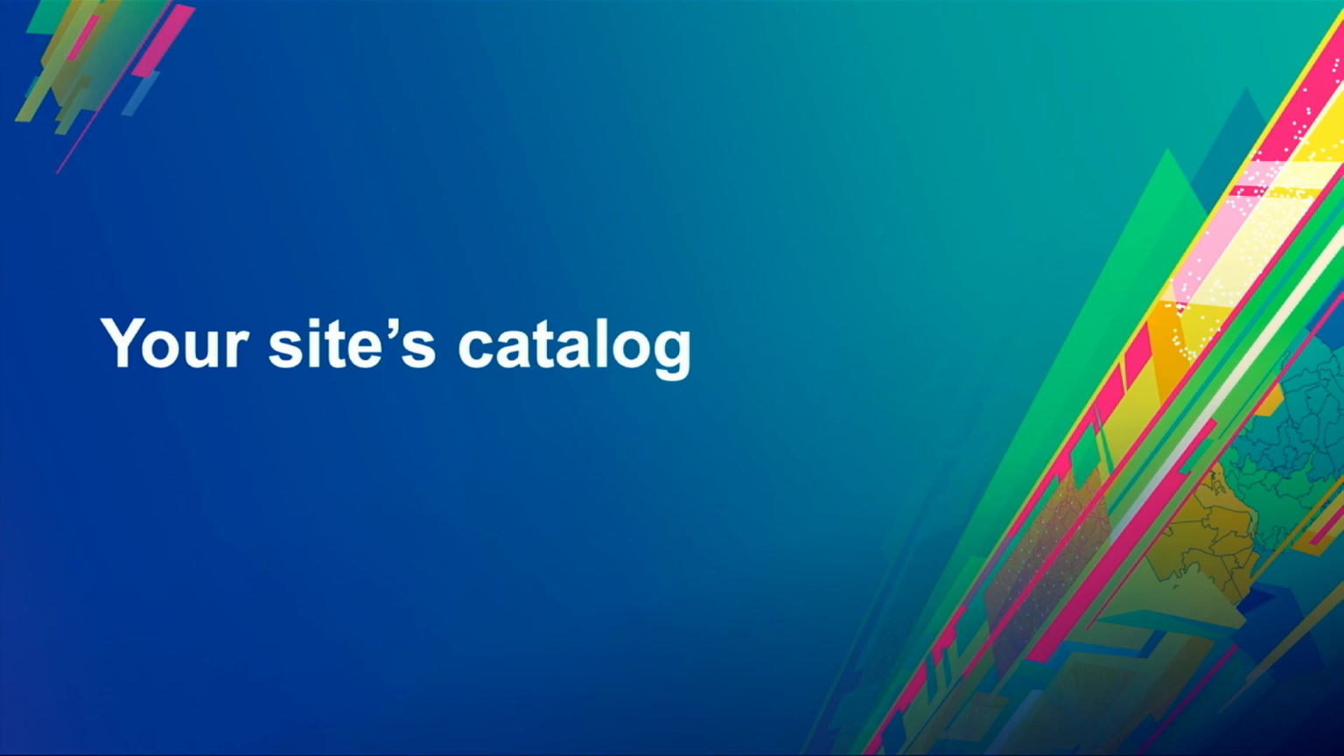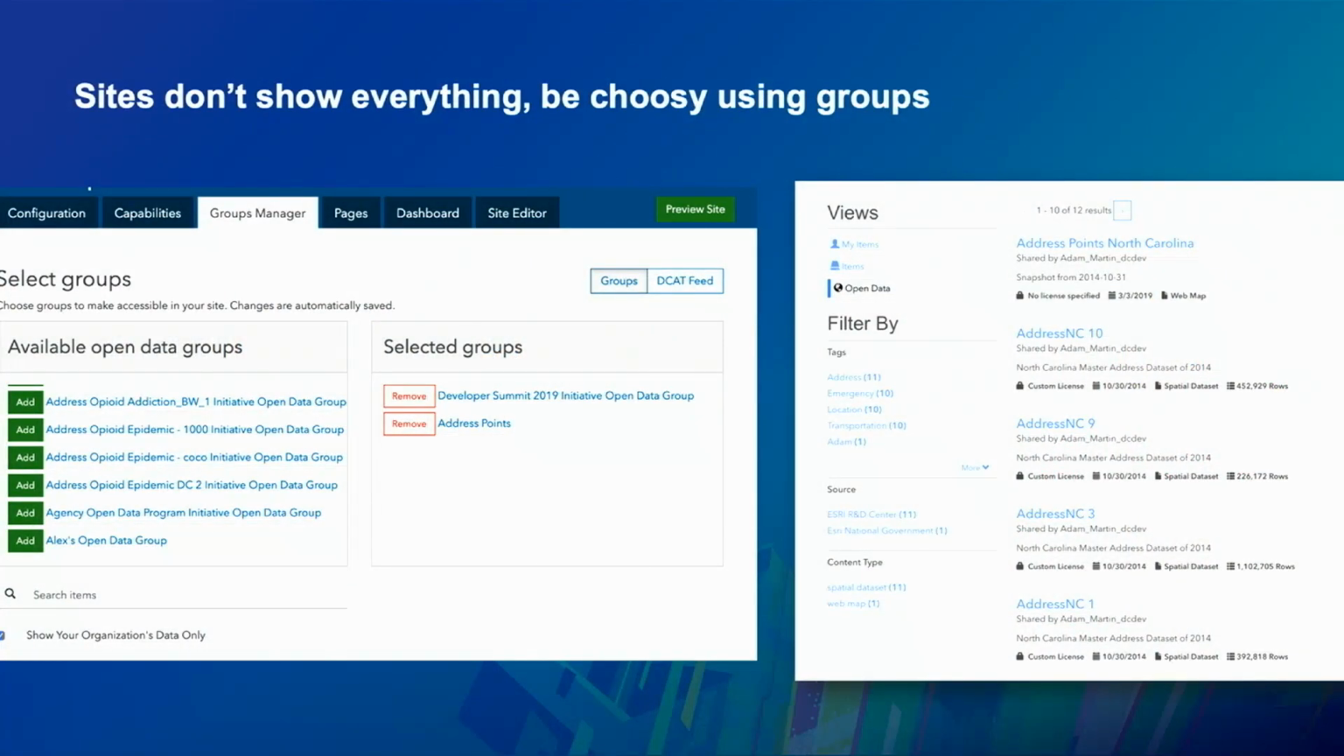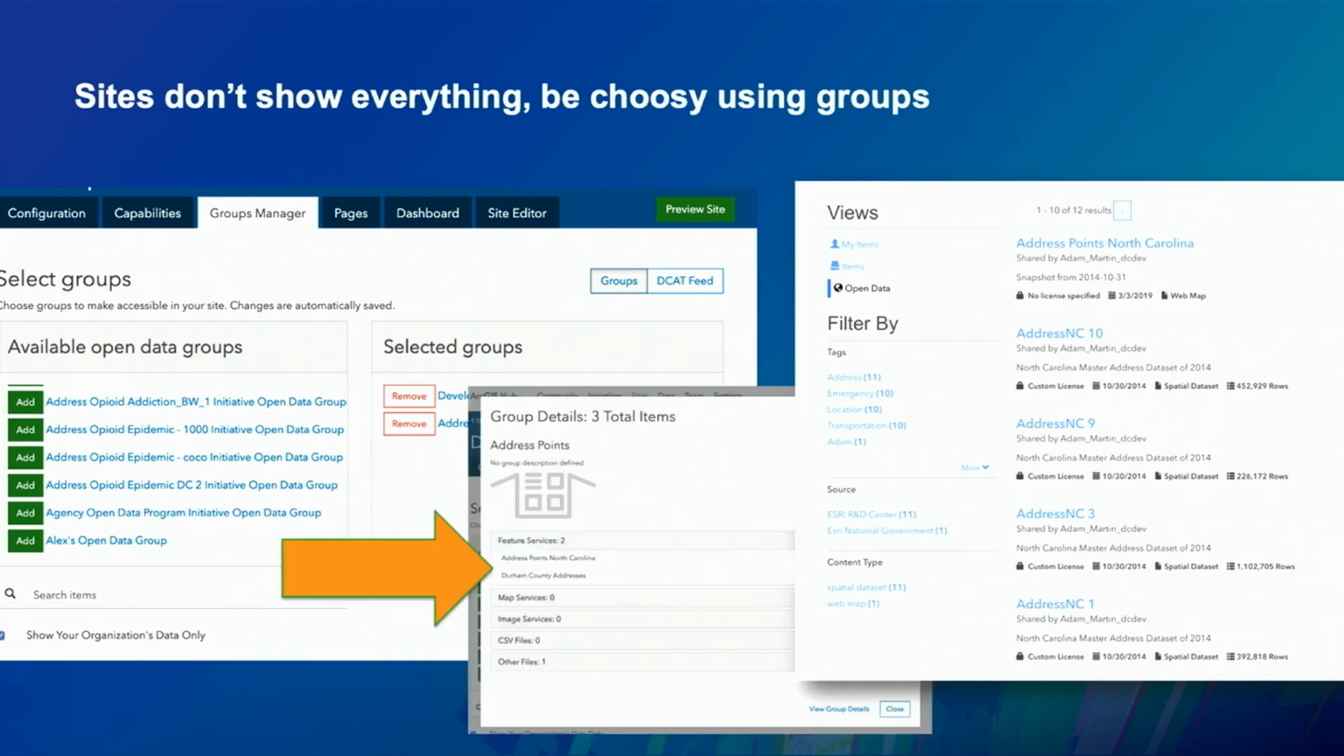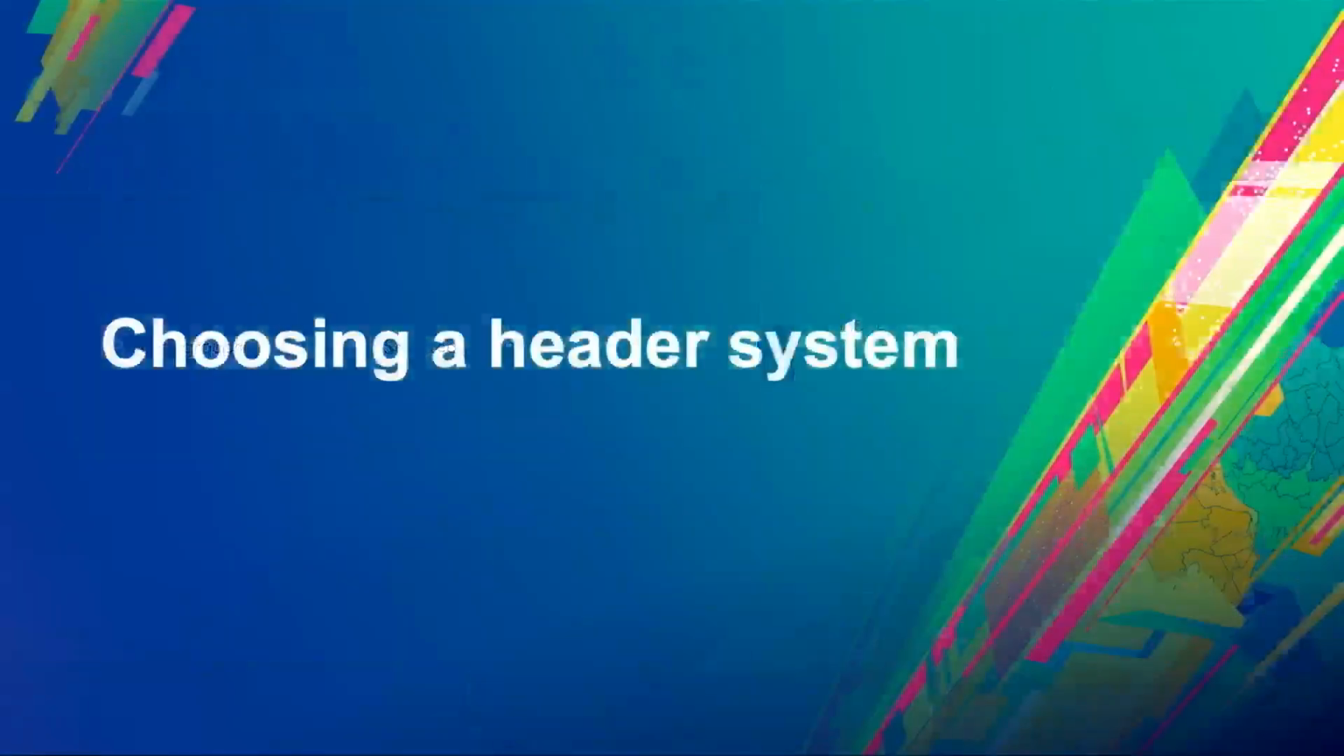So your site's catalog, last but not least, you don't have to feature all of your online content or all of your portal content per site. There's this thing called the group manager, and it lets you pick groups. So there's my 3 items, and whatever number of items I assign will show up as my search results total. So that'll be another big key. You'll need to organize your data into groups and get them onto the sites.